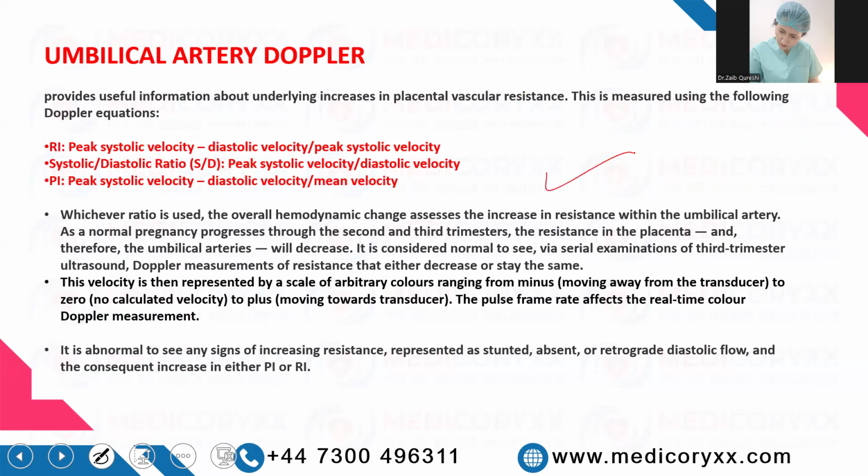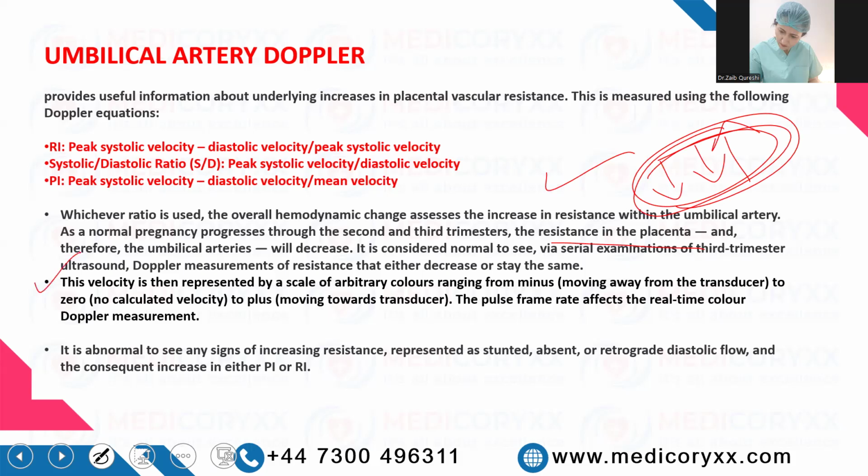As a normal pregnancy progresses to the second and third trimester, the resistance should be less. Okay. With the advancing gestation, the placenta will be big, which means the resistance should decrease. If placental resistance is increasing, it means there is going to be a problem. Normal physiology is that placental resistance should decrease towards term. But if placental resistance is increasing towards term, it means it is causing a problem.